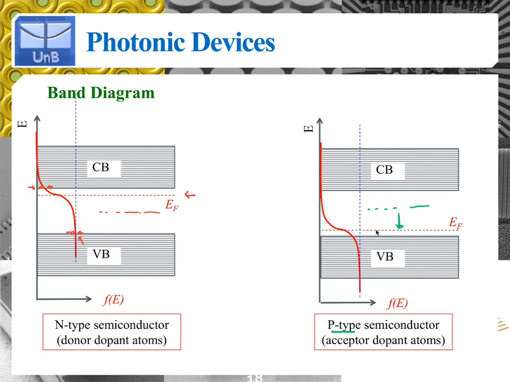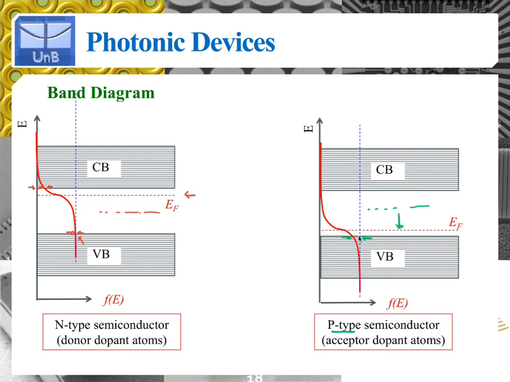Why does it shift down? Well, you have more holes that are introduced by the acceptor dopants. So since you have more holes, you have a larger probability of having holes here, and therefore this probability, the probability of occupation of holes, has to be larger than for an intrinsic material. This is what causes the whole Fermi function and level to shift down.